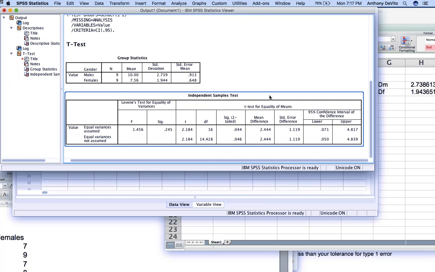Yeah, those first two boxes are a test for the equality of the variances. So you can decide whether to use the top row or the bottom row. In the top row, all the calculations are based on the assumption of equal variances. In the bottom row, all the calculations are based on unequal variances.